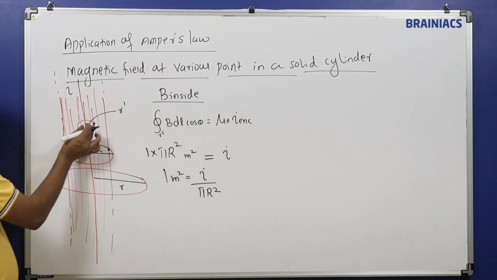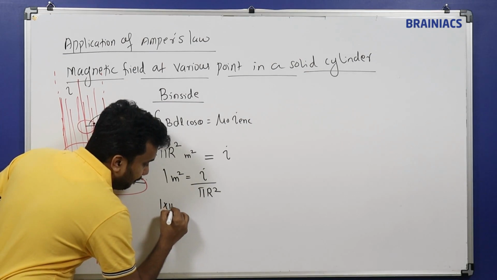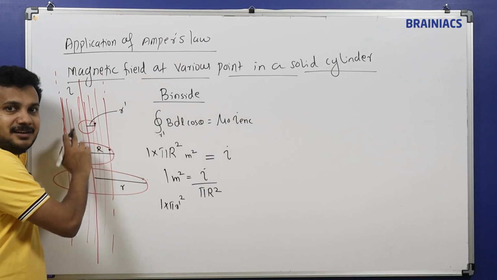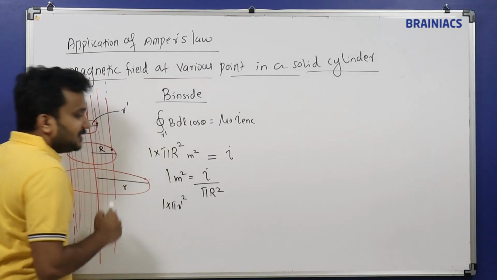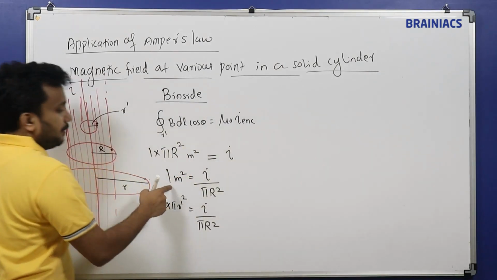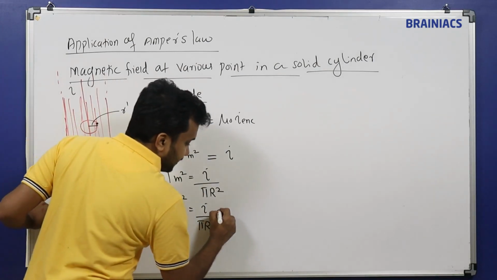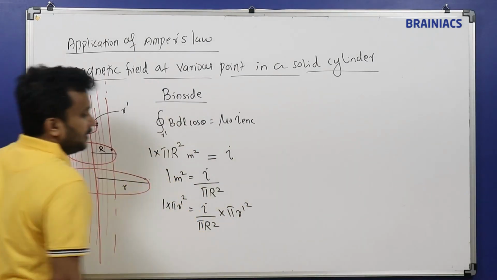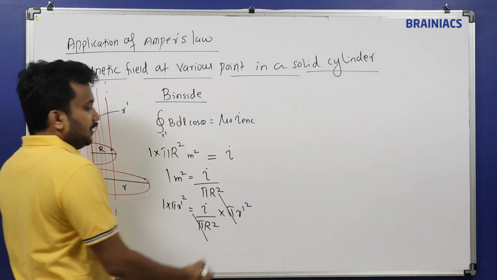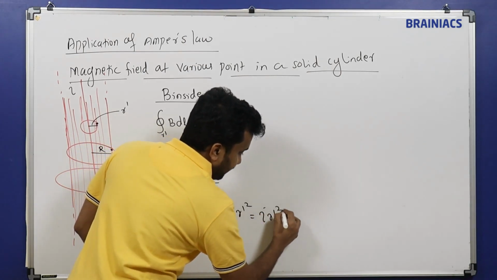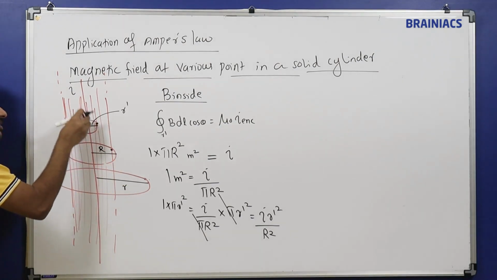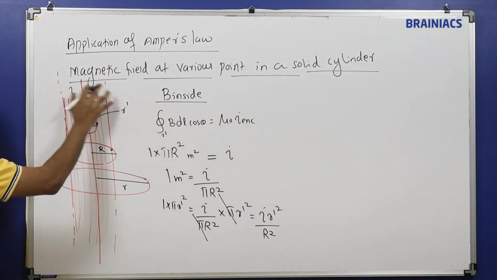Now what is our area? Our area is the circle of area pi r dash square. With this area, how much current is coming? I divided by pi r square is the current per meter square, and here I multiply by pi r dash square. Multiplying on the right-hand side as well, the pi cancels. So the current is I r dash square by R square. This is the amount of current available within the r dash circle, not the full current.